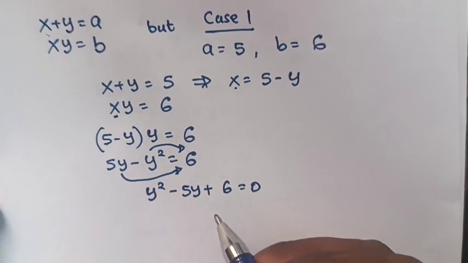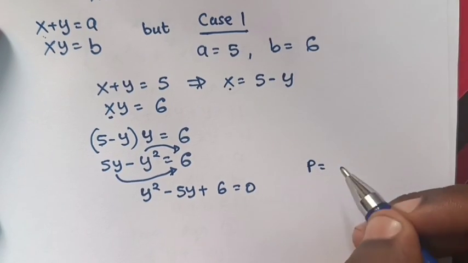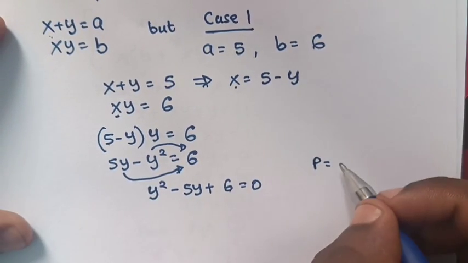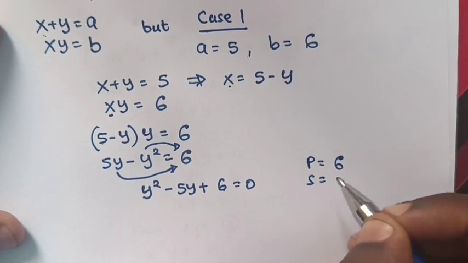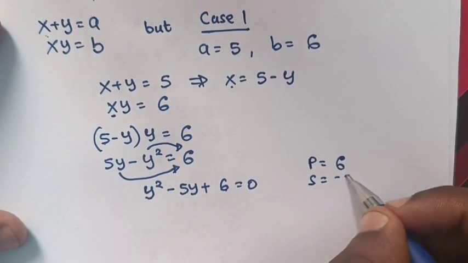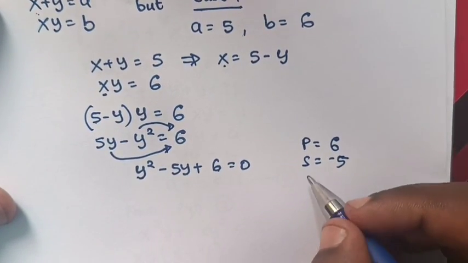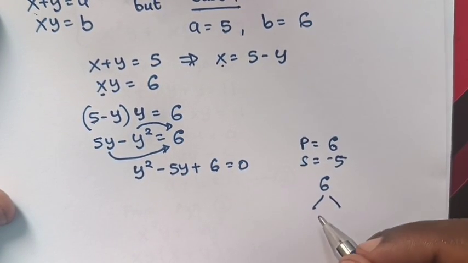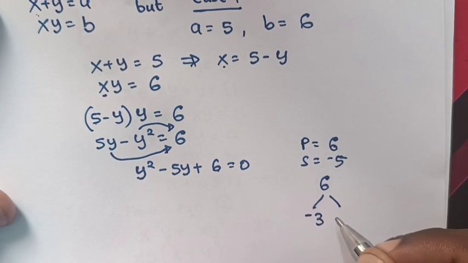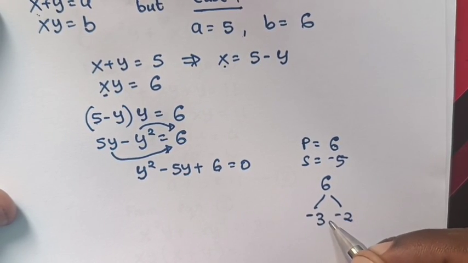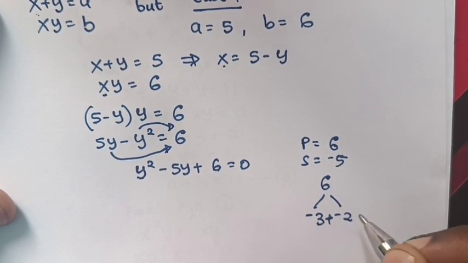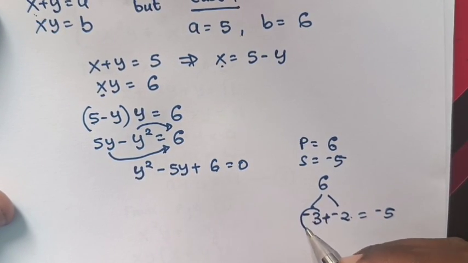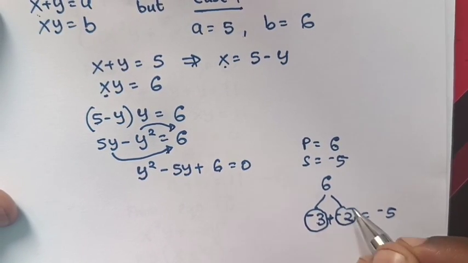Now to solve this quadratic equation by factorization, the product is the coefficient of y squared, 1, times 6, which is 6. And the sum is the coefficient of y, which is negative 5. So to get 6, it means the product of negative 3 and negative 2. When we add, the sum is negative 5. So our factors are negative 3 and negative 2.